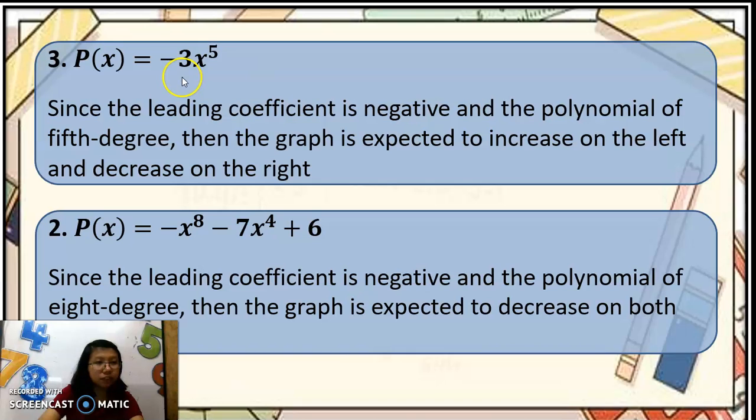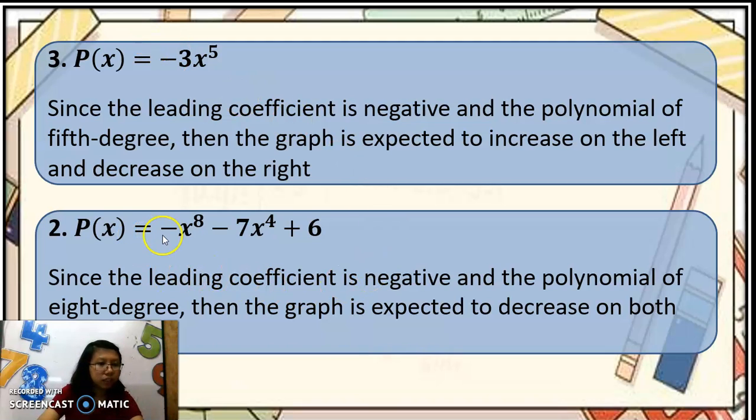And then, we have here negative 3x raised to 5. Since the leading coefficient is negative and the polynomial is of 5th degree, the graph is expected to increase on the left and then decrease on the right. So because we have an odd degree polynomial with a negative value, it increases on the left and decreases on the right.